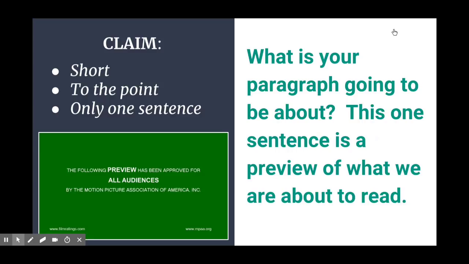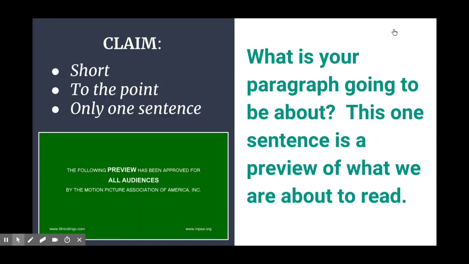Now, our claims are supposed to be really short. They're to the point, which means they're direct. They do not add details because that is the job of the reason and the evidence. The job of the claim is to give us sort of a preview. This is what you're going to hear. However, we do not add details to our claim. We save details for what comes next.